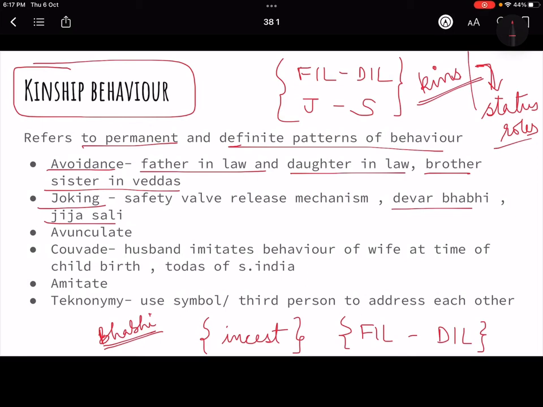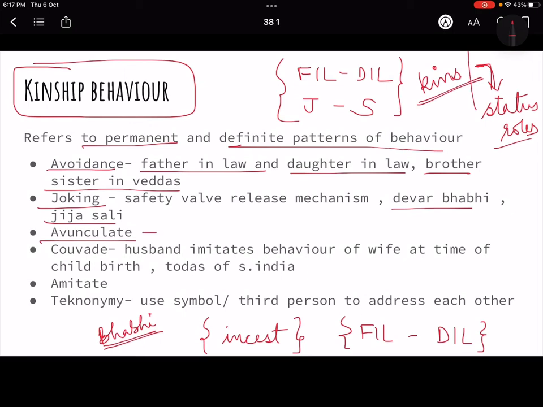That means you can say things to each other in a sarcastic way, in a joking way, and then the things can dissolve. So that is a joking kind of relationship, which is more or less seen between devar and bhabhi, and jija and sali. Then avunculate.